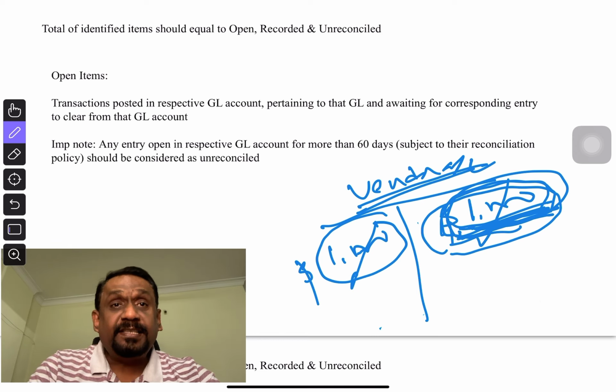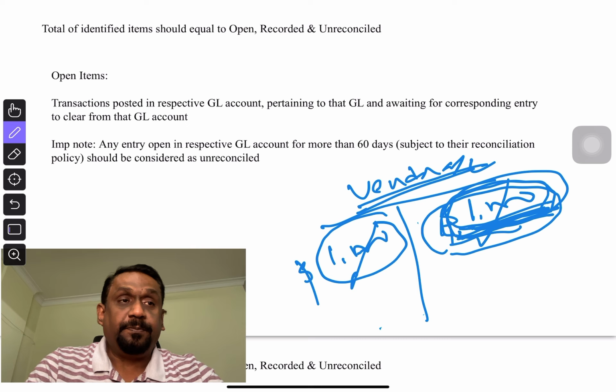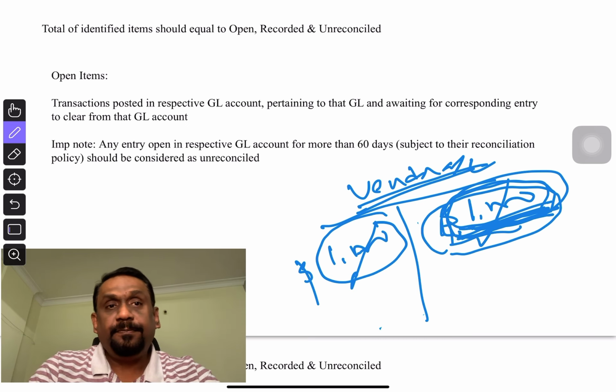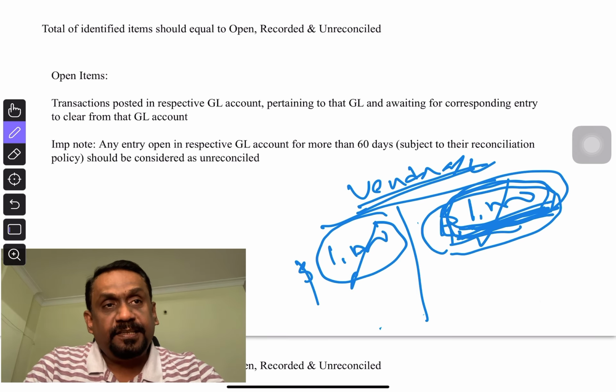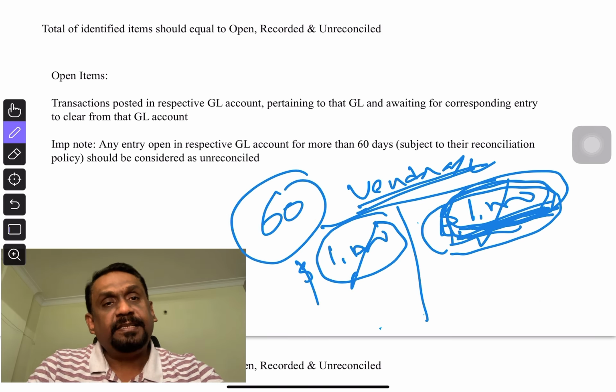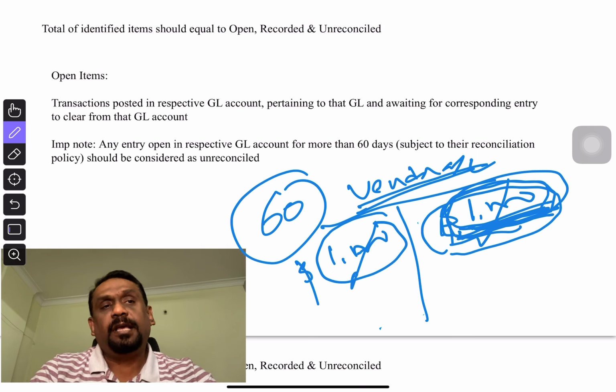But one exception to this, again it depends on the company's account reconciliation policy. There are some companies, any open item not cleared for the next 60 days, they still consider as an open item. The minute it crosses 60 days, they consider that as an unreconciled item, because as per their policy, they do not want to keep any open item beyond 60 days.